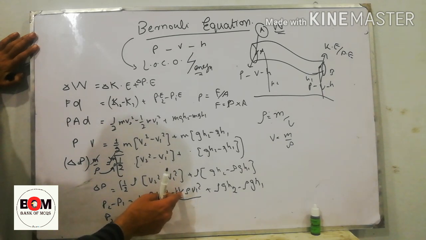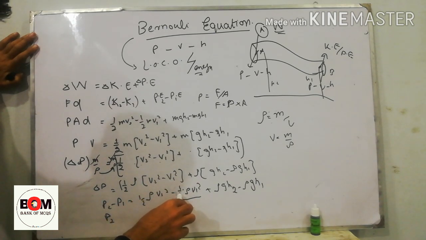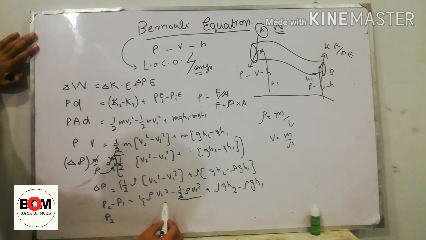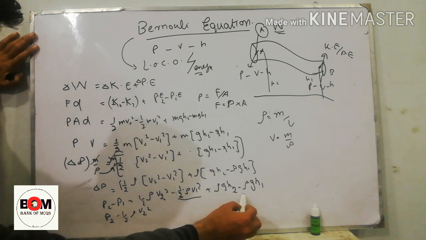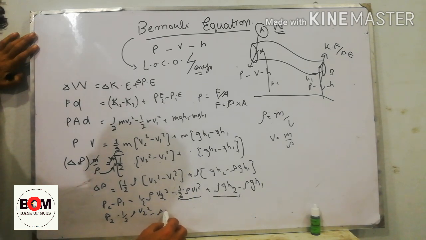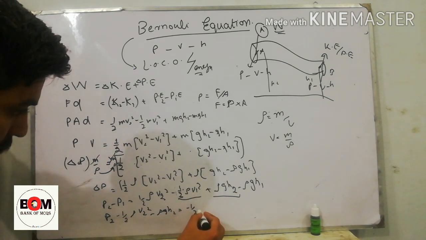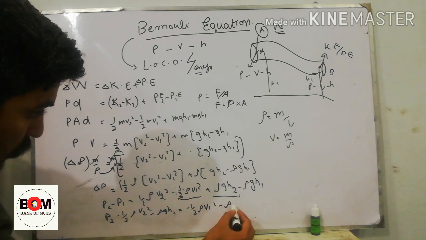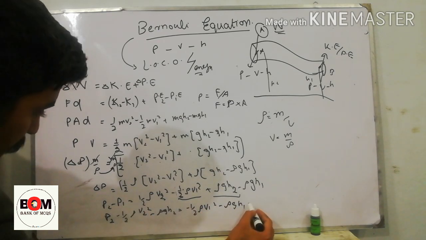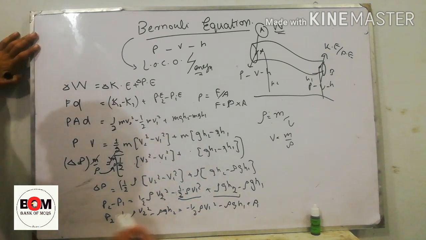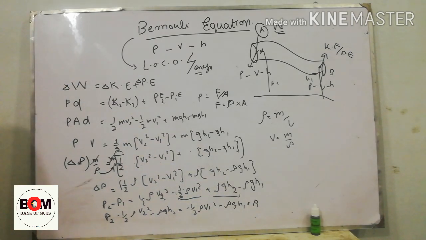Now taking the 1 terms and the 2 terms to their respective sides: P2 plus half rho V2 square plus rho g h2 equals minus half rho V1 square minus rho g h1 plus P1. Now there is a little mistake.